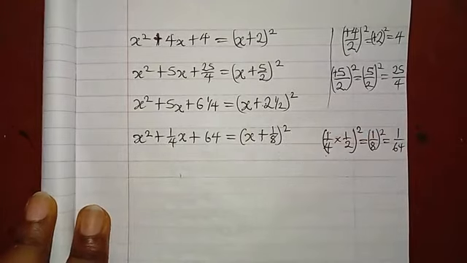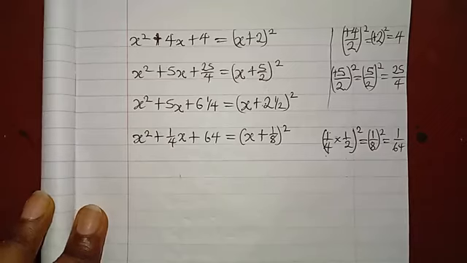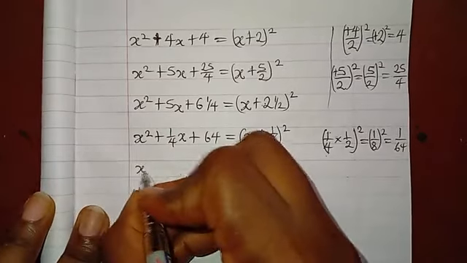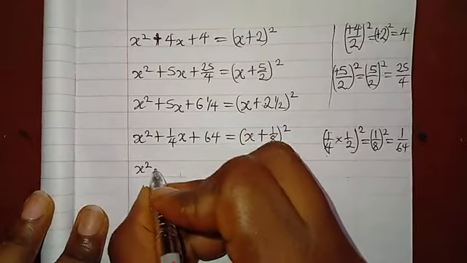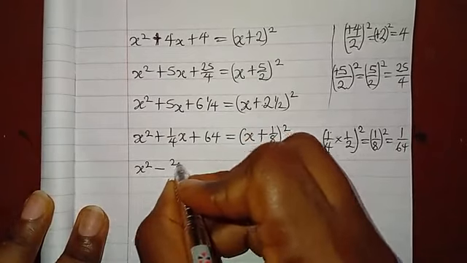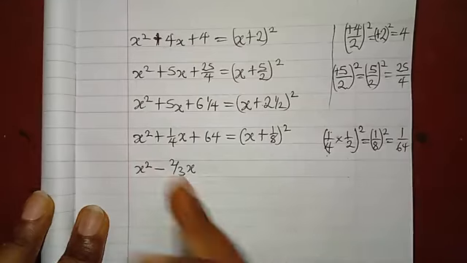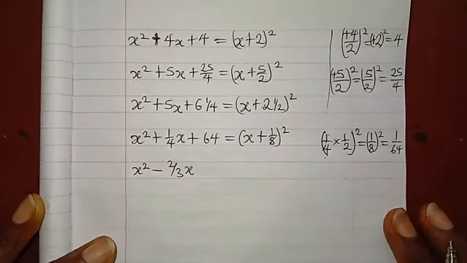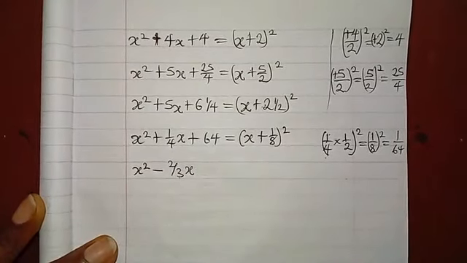We square it. Okay, so let's solve more. Let's say we have x squared minus, this time, 2 over 3x. We've never worked with minus before. So how do we handle this other example?